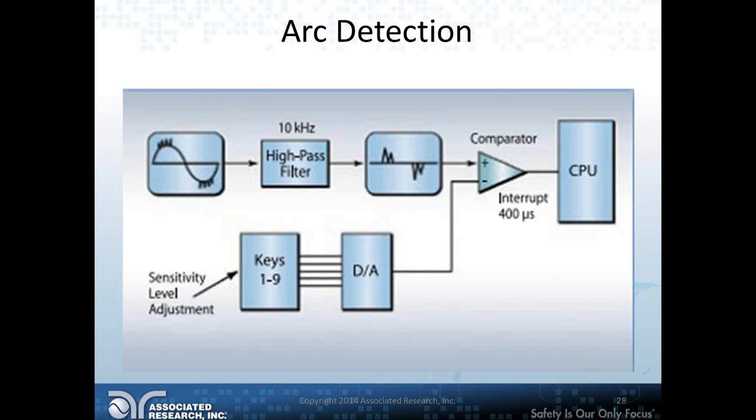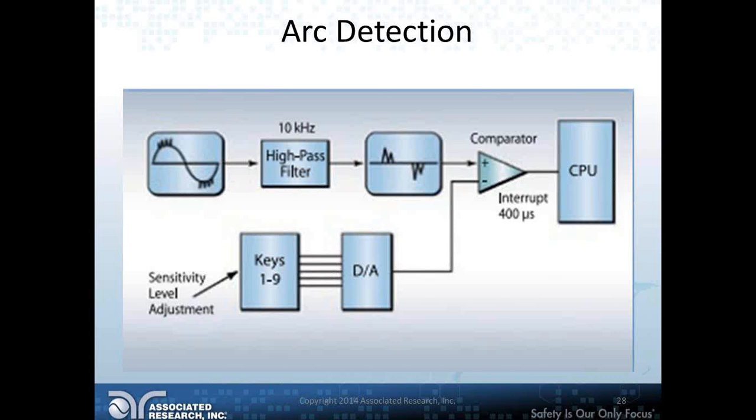So again, as we saw, arc detection is a feature that Associated Research has on its high pot testers, but the requirement for arc detection is not very clear. So it comes down to the manufacturer.